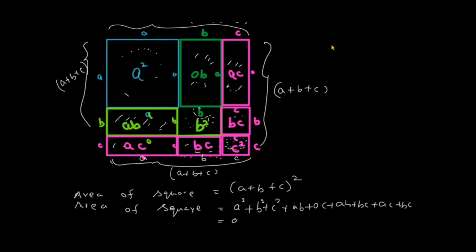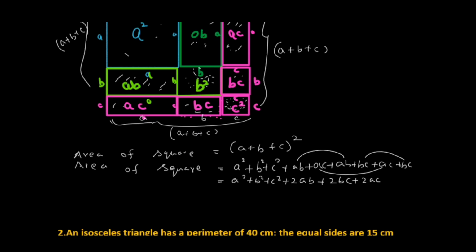So a squared plus b squared plus c squared, ab plus ab is 2ab, plus bc is 2bc, ac plus ac is 2ac. So that we are getting the result, area of the square with side a plus b plus c the whole squared is equal to, we are getting the identities result, a plus b plus c the whole squared is equal to a squared plus b squared plus c squared plus 2ab plus 2bc plus 2ca.